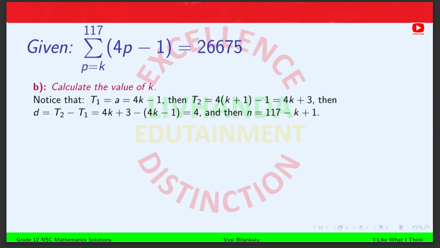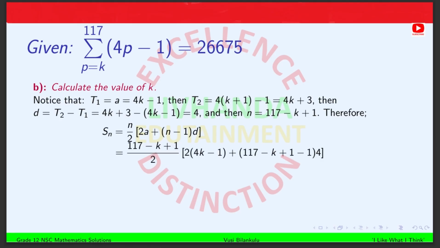To calculate the value of k, notice that a equals the first term, which equals 4k minus 1, then term 2 equals 4k plus 3. So then the common difference equals 4, and then n equals 117 minus k plus 1. Use a formula for a sum of an arithmetic series. This formula can be found at the back of the question paper on the day of the exam.